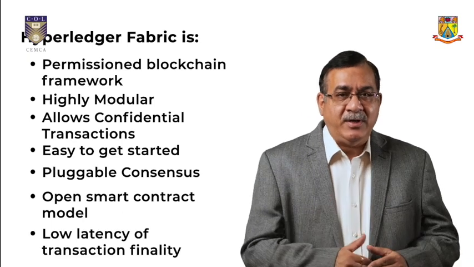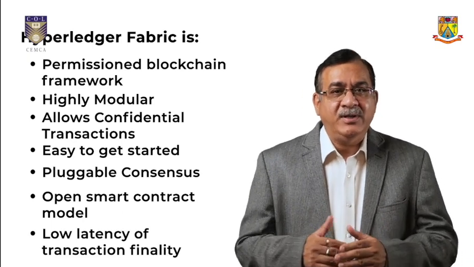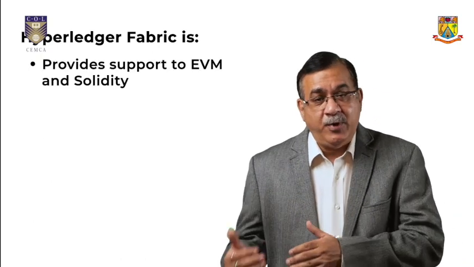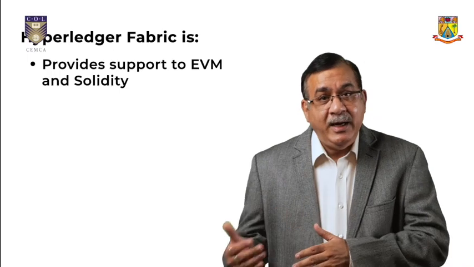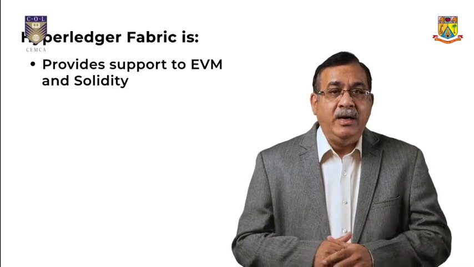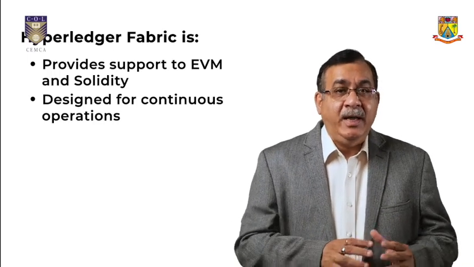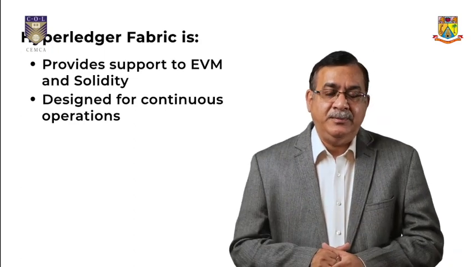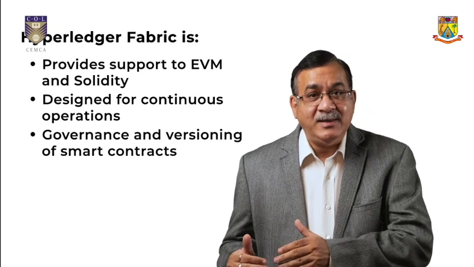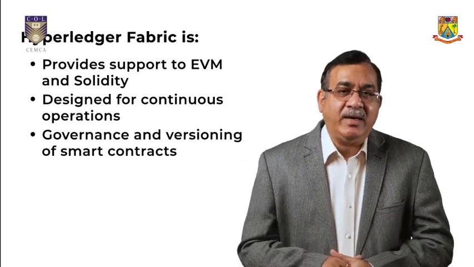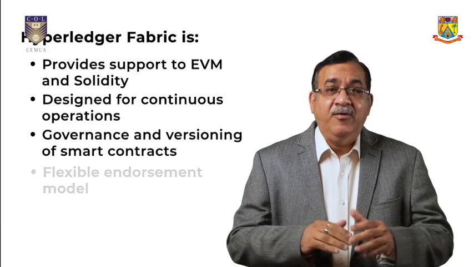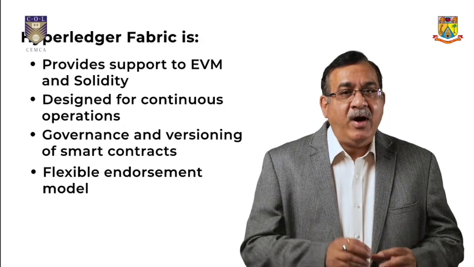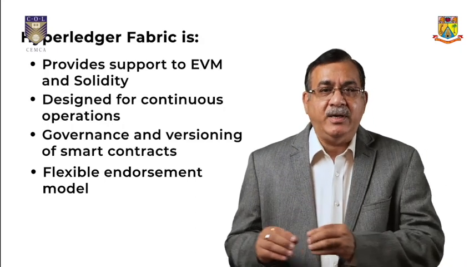Low latency of transaction finality or confirmation, resulting in better network throughput. It provides support for EVM and Solidity in the case of Ethereum. Designed for continuous operations including rolling upgrades and asymmetric version support. It provides governance and versioning of smart contracts. Flexible endorsement model for achieving consensus across required organizations and queryable data.